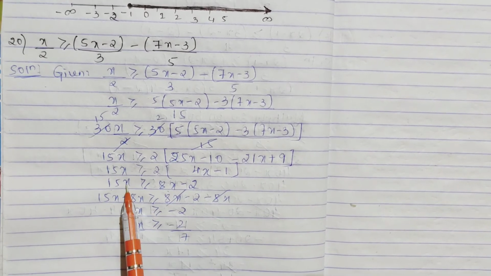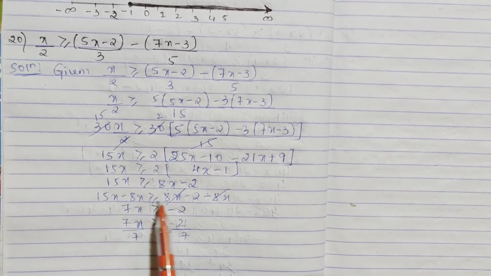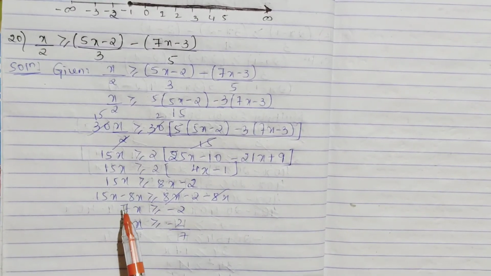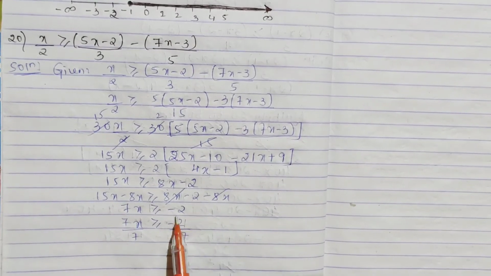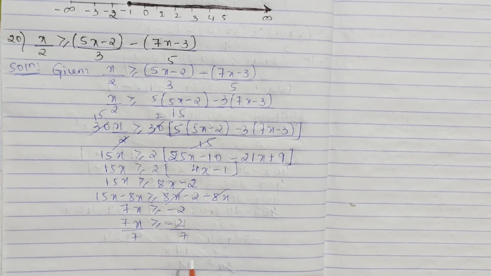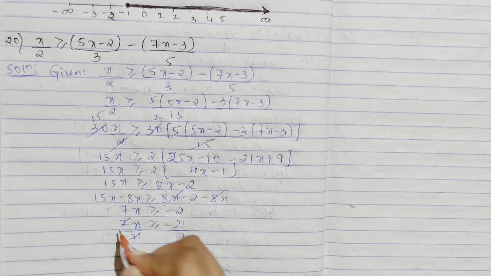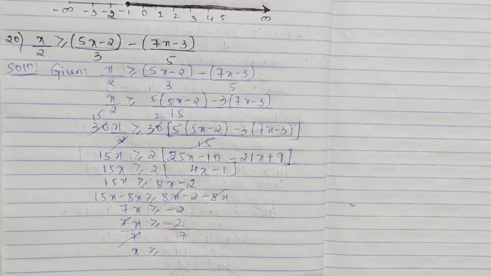Now getting your 8x here, right? So when it comes here, it becomes minus 8x. So what we do, subtracting 8x on both the sides, so your plus 8x minus 8x cancels. You will be having 15 minus 8x is 7x greater than or equal to minus 2. So dividing 7 on both the sides, 7 7 gets cancelled. I will be having x greater than or equal to minus 2 by 7.